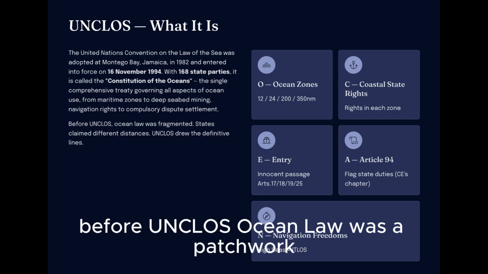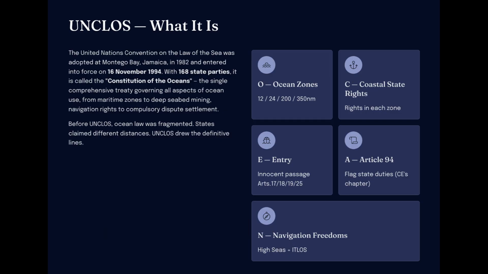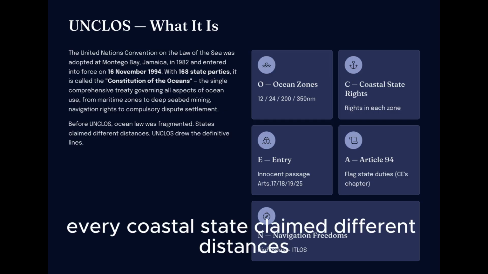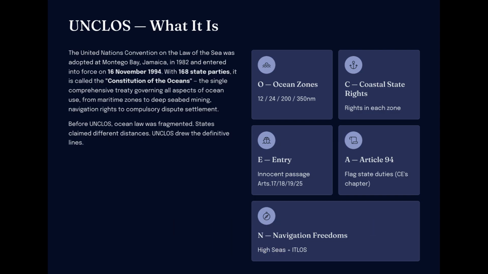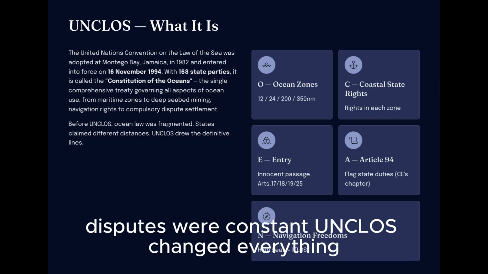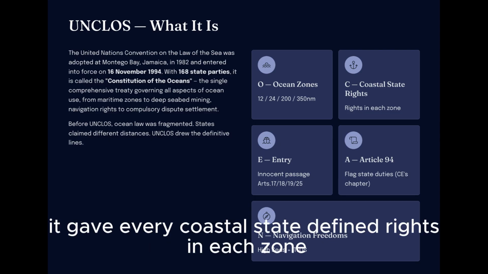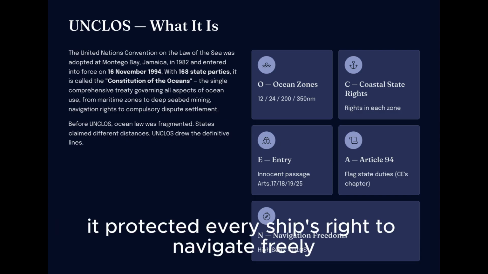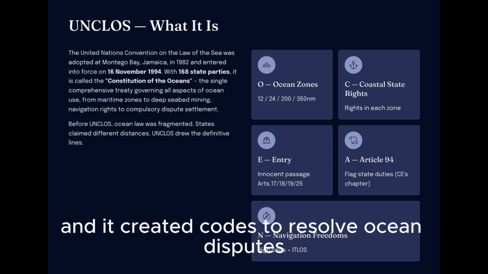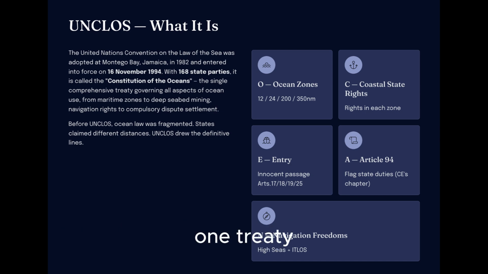Before UNCLOS, ocean law was a patchwork. Every coastal state claimed different distances. Disputes were constant. UNCLOS changed everything. It drew the lines. It gave every coastal state defined rights in each zone. It protected every ship's right to navigate freely. And it created courts to resolve ocean disputes. One treaty. Every ocean.